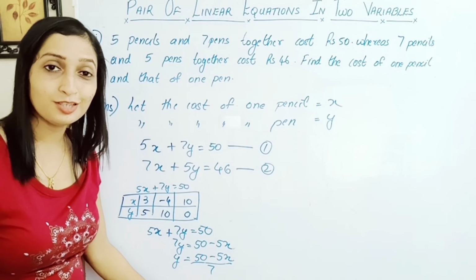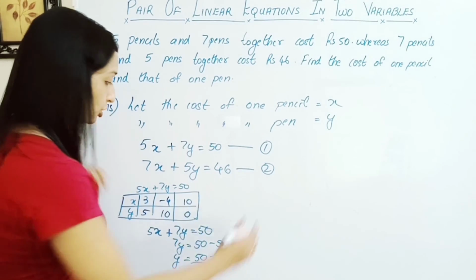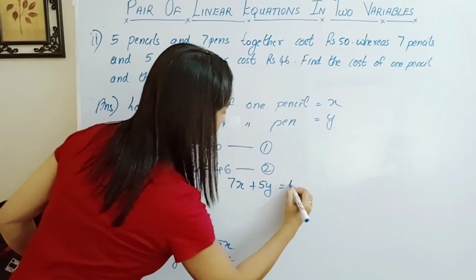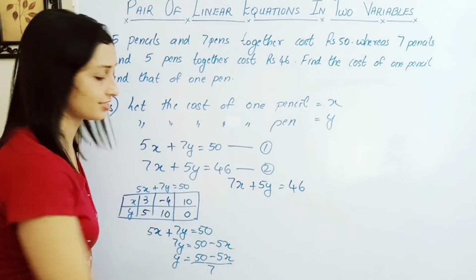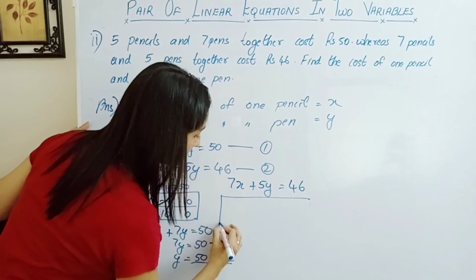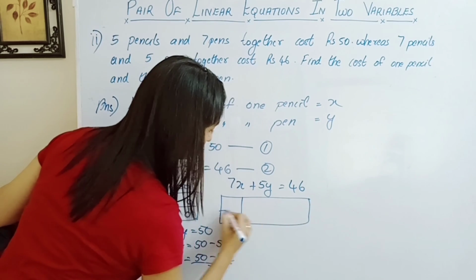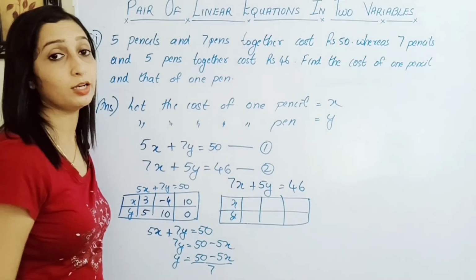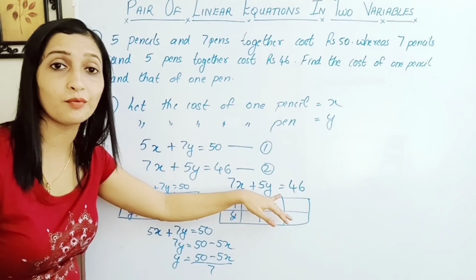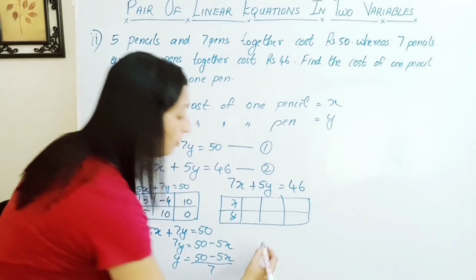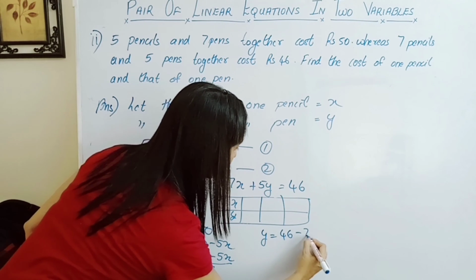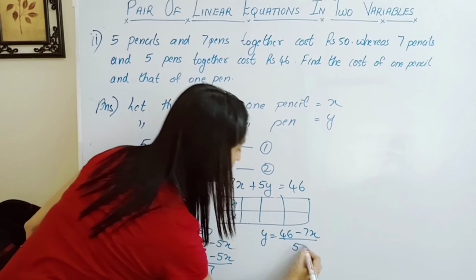Now let us find out the solution set for the second equation. So what is the second equation? 7x plus 5y is equal to 46. So now let's draw the table. I write x, y and find at least 3 values. For that, what should we do first? We simplify this to the form y is equal to, and you get it as 46 minus 7x by 5.